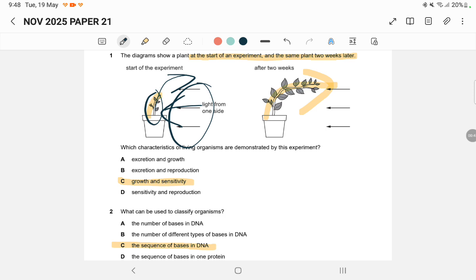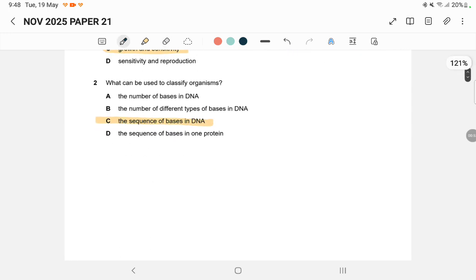Okay, so I'm not here explaining about an oxygen effect or something. It's only a basic question. Of course it is growth and sensitivity.